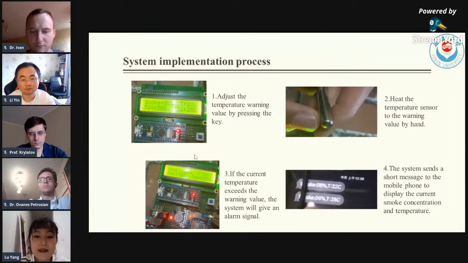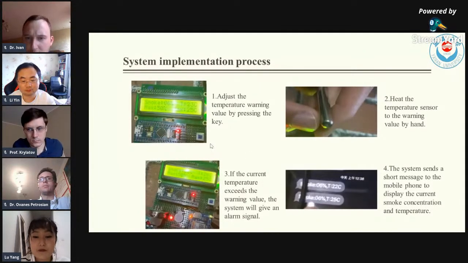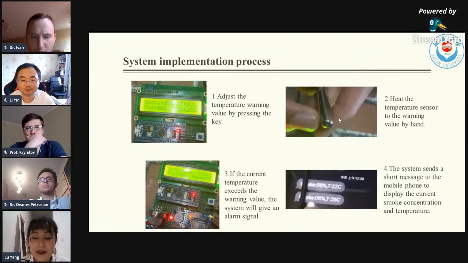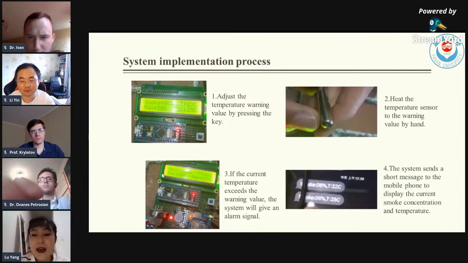This page mainly displays the alarm of the temperature detection module. In the same way, the first figure shows the current temperature and the smoke concentration. In the second figure, the temperature sensor is heated by hand to make its temperature exceed the warning value. In the third figure, an alarm occurs. In the fourth figure, the alarm information is transmitted to the mobile phone.